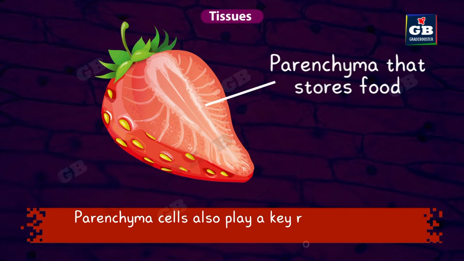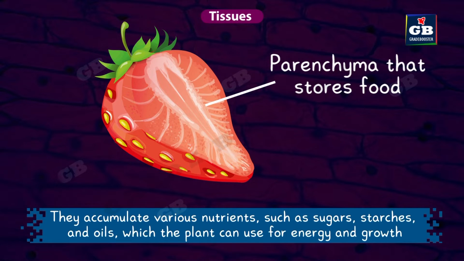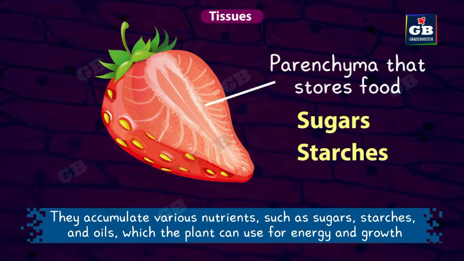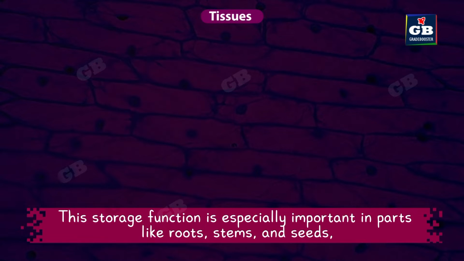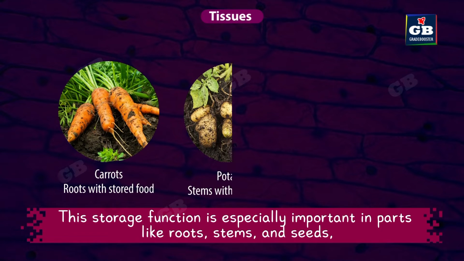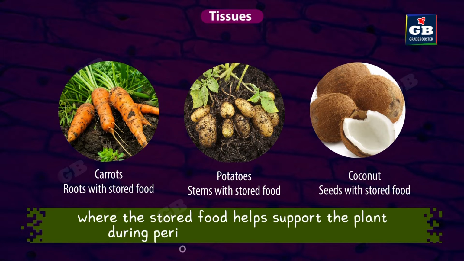Parenchyma cells also play a key role in storing food for the plant. They accumulate various nutrients such as sugars, starches, and oils, which the plant can use for energy and growth. This storage function is especially important in parts like roots, stems, and seeds, where the stored food helps support the plant during periods of growth or dormancy.